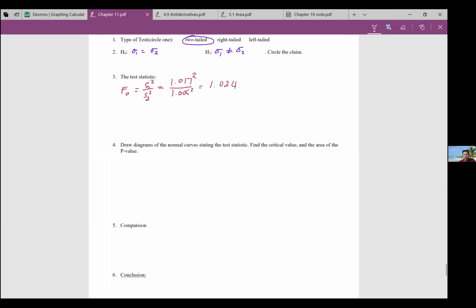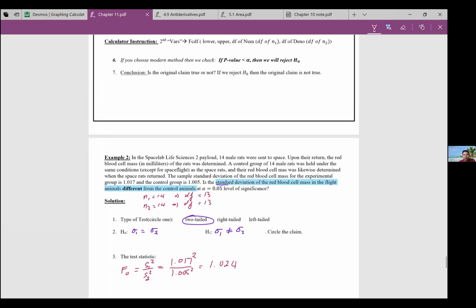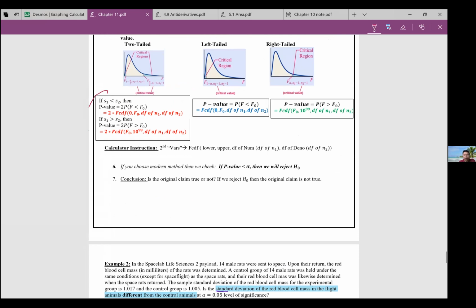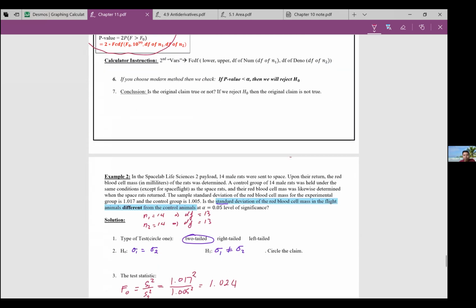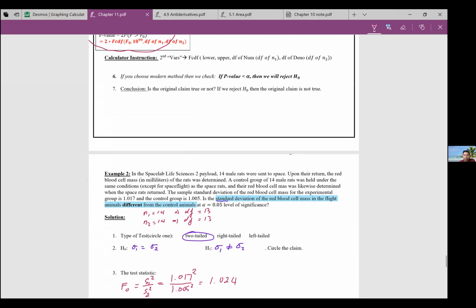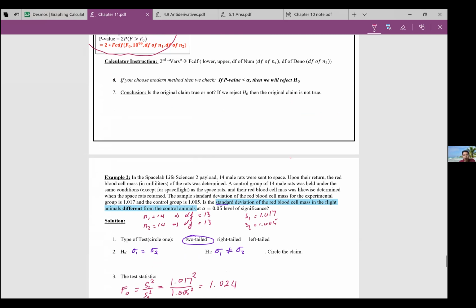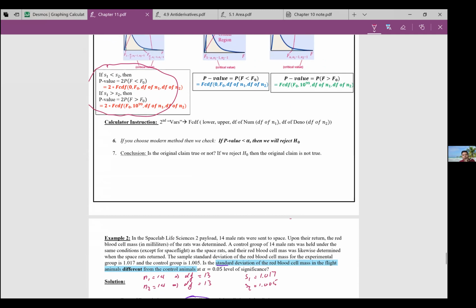And then draw a diagram and find the p-value for this. So this is two-tail, okay? When you have two-tail, you look at this one here. It has to be one of these two cases: S1 is smaller than S2, or S1 is bigger than S2. Now S1 is 1.017, S2 is 1.005. So which one are we following? Smaller than or bigger than?